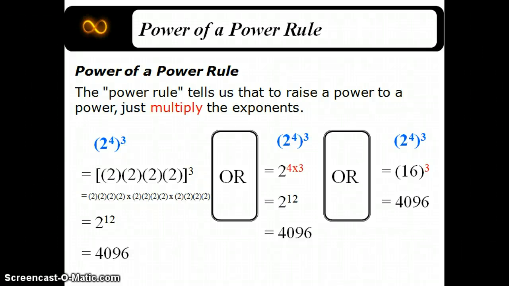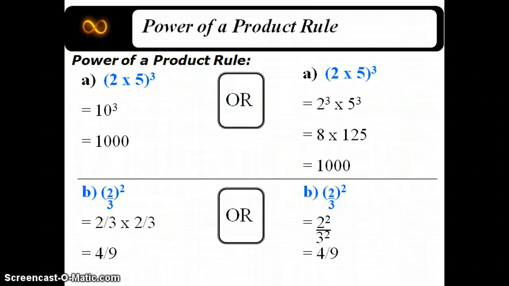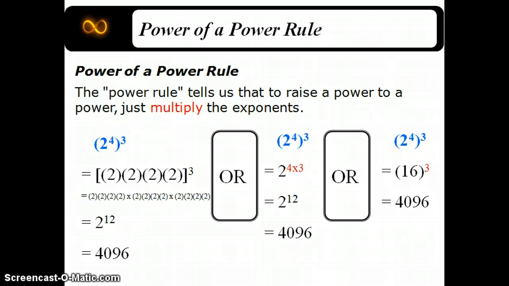So in this video we're going to talk about the power of a power rule, and we're also going to talk about the power of a product rule and power of a quotient rule. The power of a power rule says that when we raise a power to another power, we can actually multiply the exponents here.